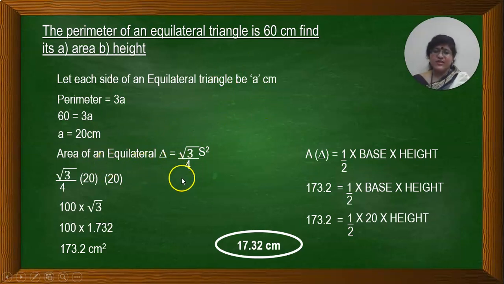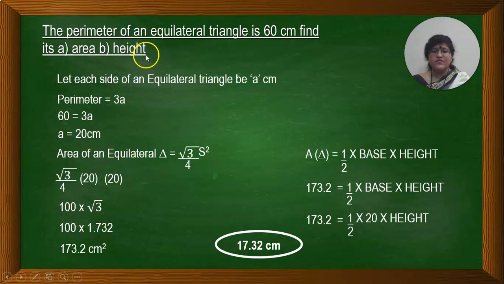Area of an equilateral triangle, this formula is very important. I want you to learn this. It's √3 upon 4 side square. You know the value of each side, it is 20. You substitute, you get the answer as 173.2 centimeters square. So this is the area of the equilateral triangle.